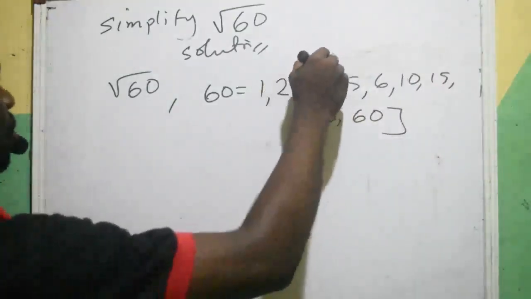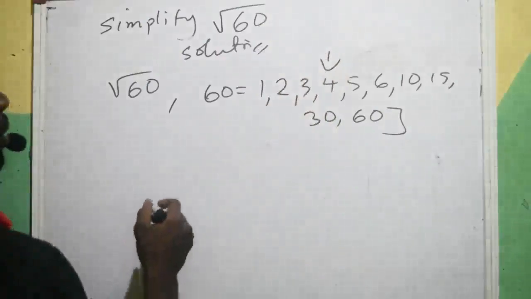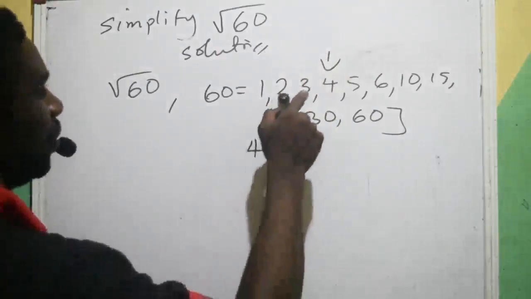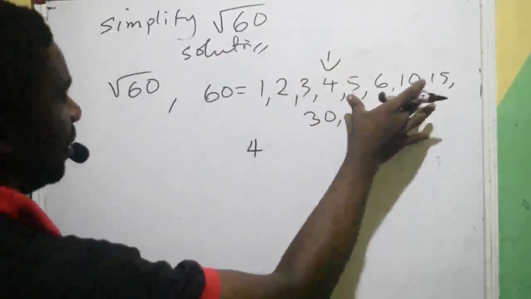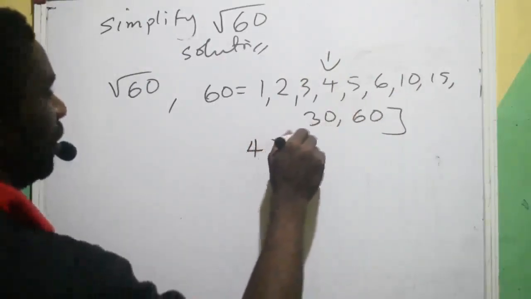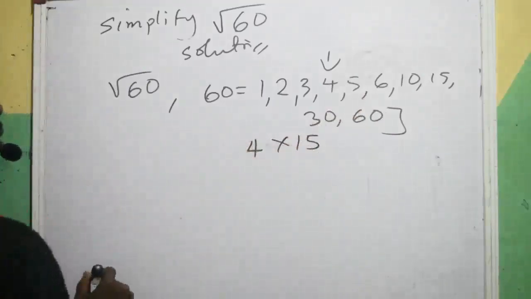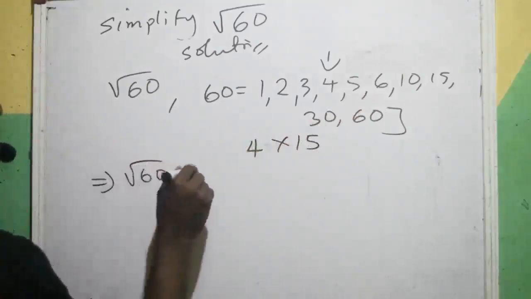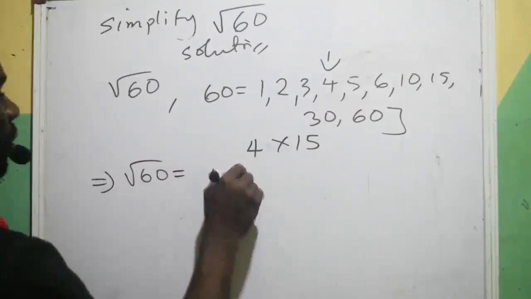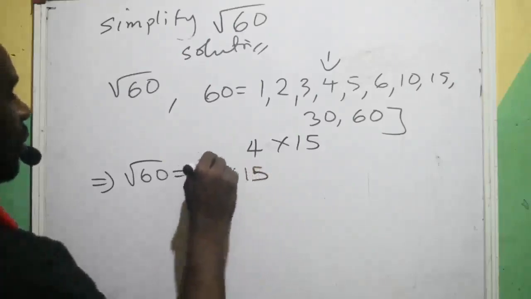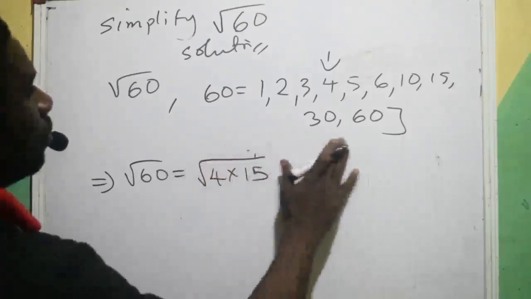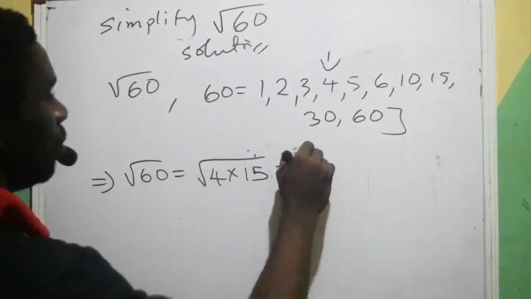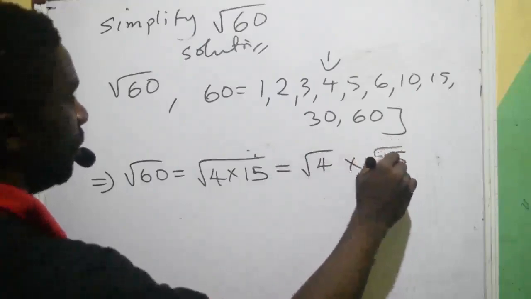The only perfect square here is 4 as well. So we bring 4 down. You ask yourself, what number should 4 multiply to give you 60 from this list? That number is nothing but 15. 4 times 15 will give you 60. So it implies that root of 60 is the same thing as saying 4 times 15, everything in square roots. Which is the same thing as, if you take this guy individually, square root of 4 multiplied by square root of 15.